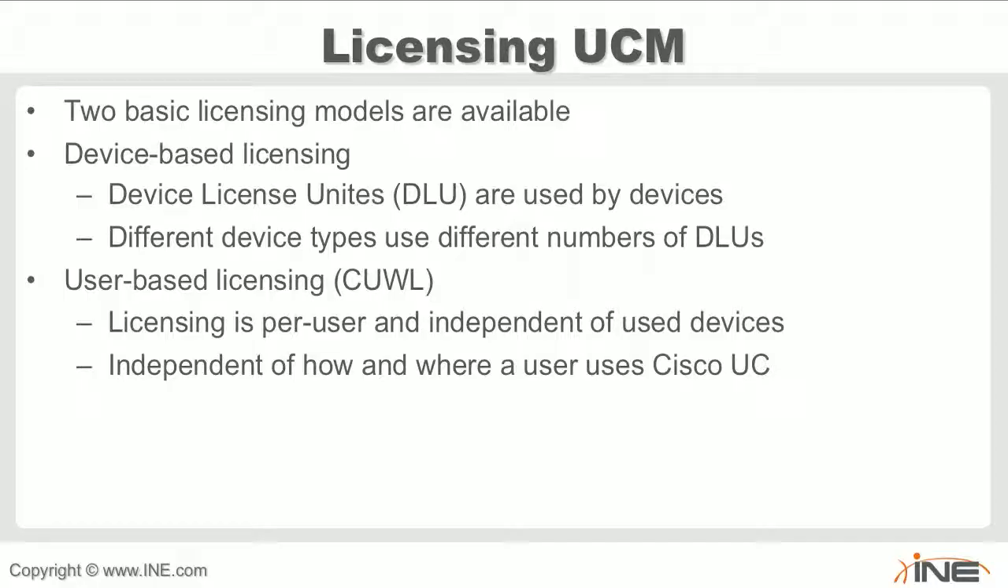The other type, user-based license, is based on something called CUWL, or Cisco Unified Workspace Licensing. And this licensing is per user and it's really independent of the used devices. So it really is independent of how and where a user uses Cisco Unified Communications.